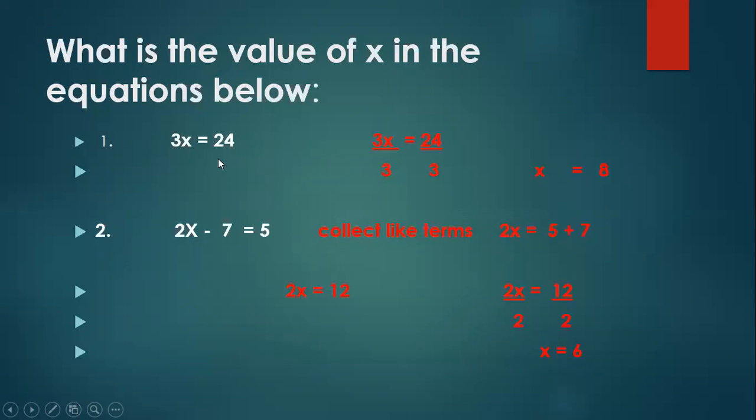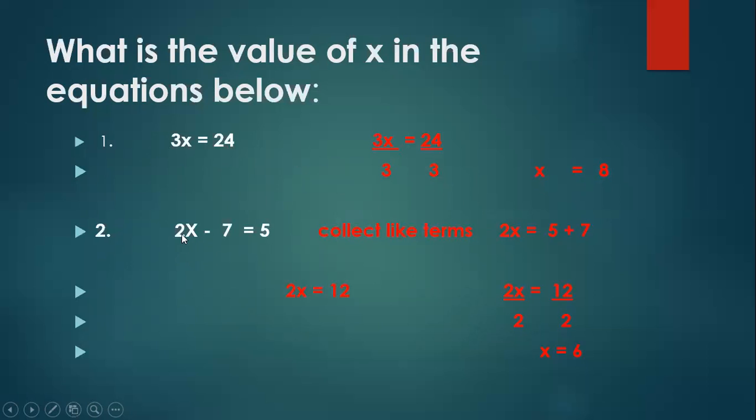Remember, we have two sides here. We have this side that has x as an unknown, and we also have 24 on the other side. So we divide here by 3, and 3 over 3 on this side. 3 divided by 3 is 1, and x will be equal to 24 divided by 3. x is equal to 8.